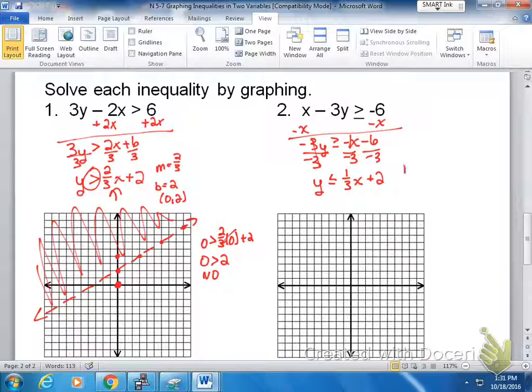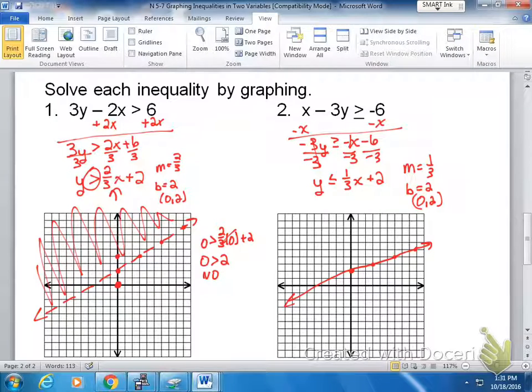All right, so my slope is 1/3. My y-intercept is 2, or the point 0, 2. So let's plot that. Here's 0, 2. I'm going to go up 1, right 3. Up 1, right 3. I'm going to do one more. Up 1, right 3. I'm going to sketch in my line. It's solid this time because it's also equal to.